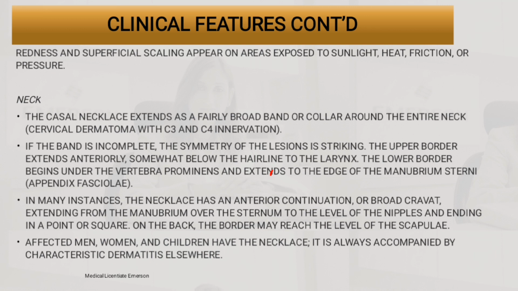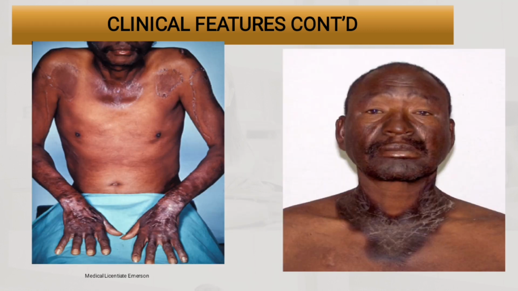Then affected men, women, and children have the necklace. It is always accompanied by the characteristic dermatosis elsewhere. Okay, so this is the Casal's necklace, as you can see, especially more typical here as well as here. And this area, as you can see, the skin is different from the sun exposed areas. Okay, I hope you can appreciate that. Let me just take out these pointers so that you'll be able to appreciate them.